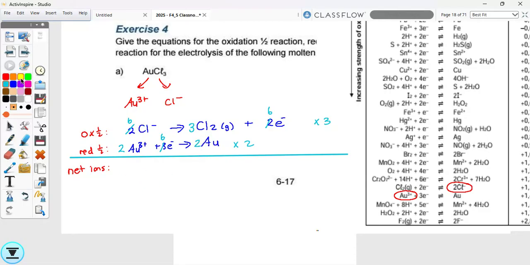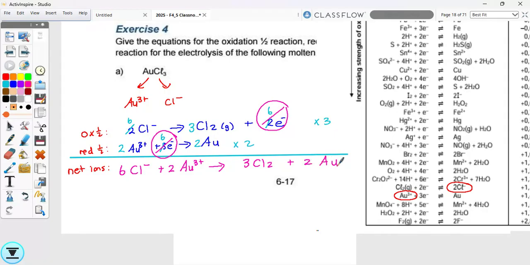So now we're happy because now we can see that this one is giving 6 electrons. And this one is taking 6 electrons. So the electrons are cancelling each other. And now we can put our arrow and say, what is left on the left-hand side? We've got 6 Cl minuses plus 2 Au3 pluses. It's going to give me 3 Cl2 plus 2 Au.